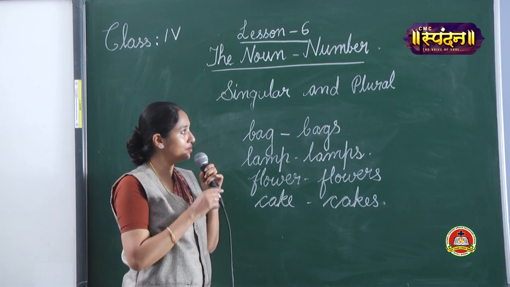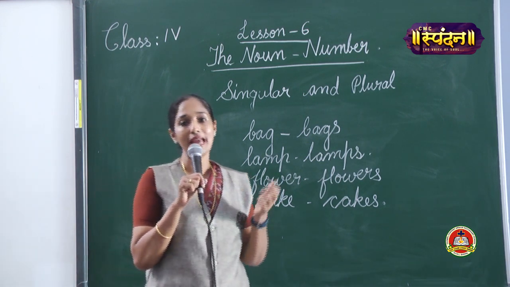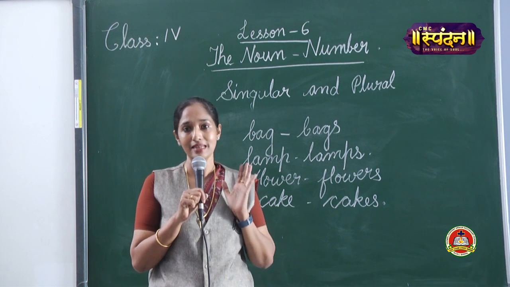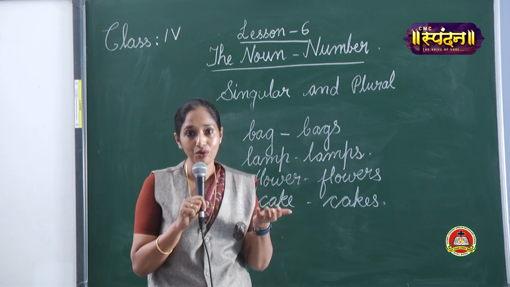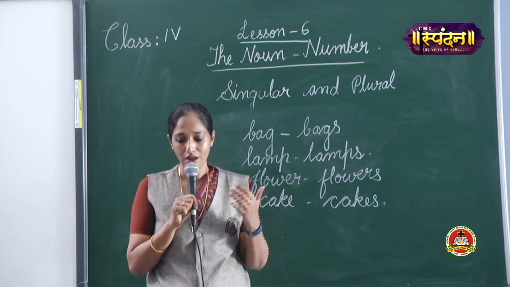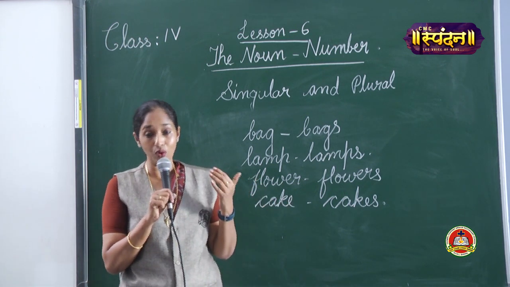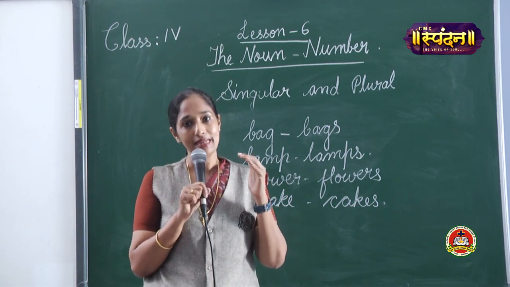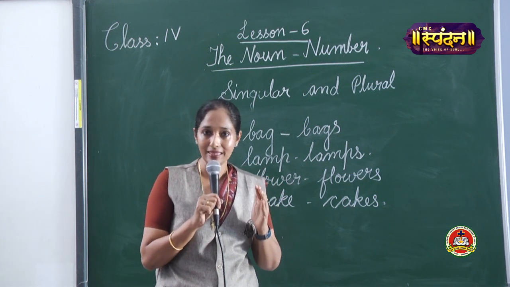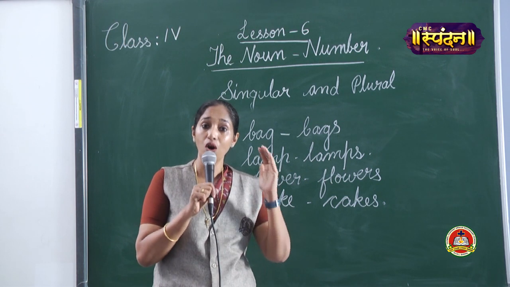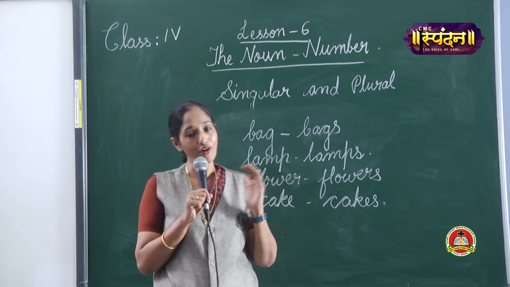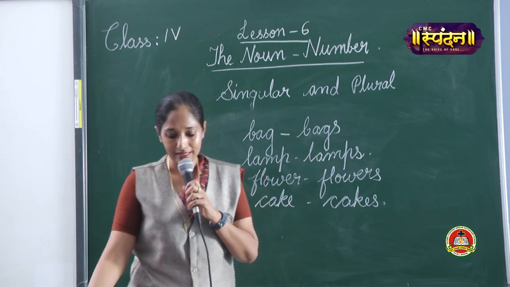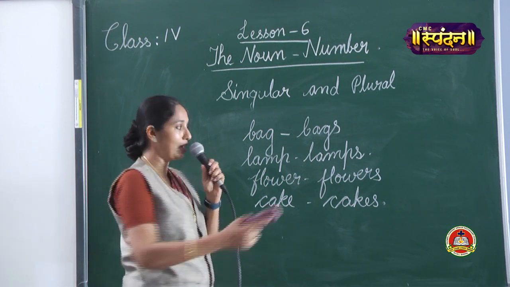Coming to the next category, there are many words that end in ch, sh, double s, and x. So how are we supposed to form the plural of those words? We form the plural of those words by adding es. Remember, the words that end in ch, sh, double s, s, or x, we are supposed to form the plural by adding es to the word. Let's have a look at few examples.